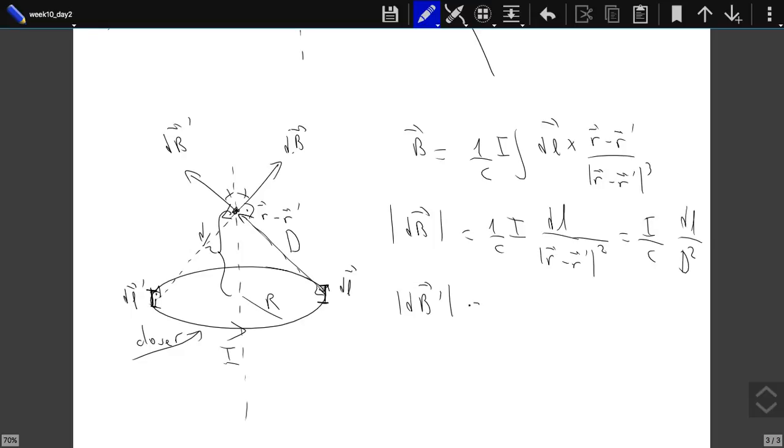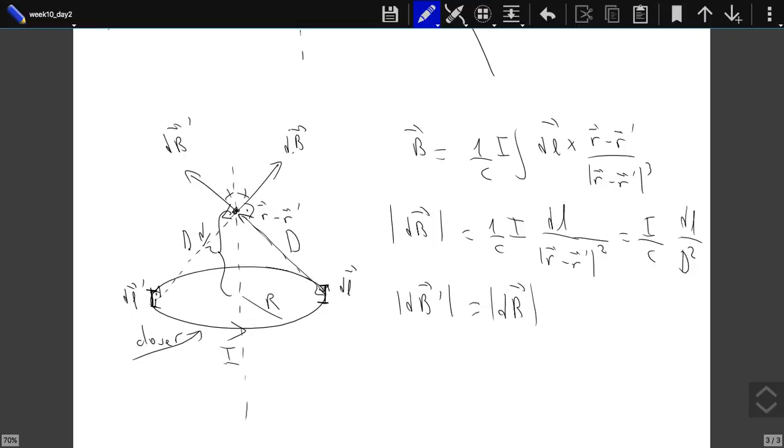But the magnitude of dB prime is also the same. dl prime has the same length. It is at the same distance D, because this is also D. And the angle between dl prime and that r minus r prime vector is again 90 degrees, so sine of 90 is 1. Everything is the same in terms of the magnitudes. Their directions are different, but the magnitudes are the same.